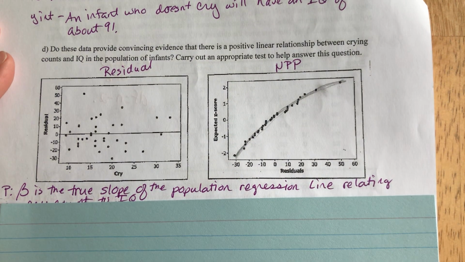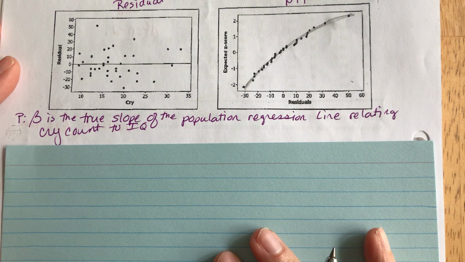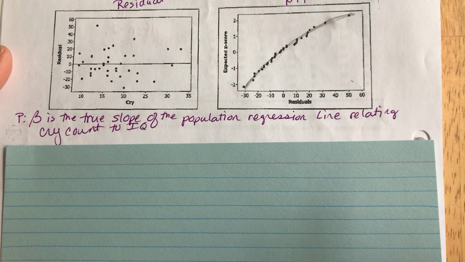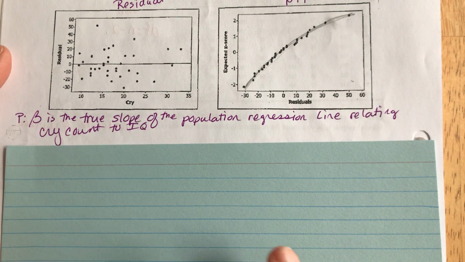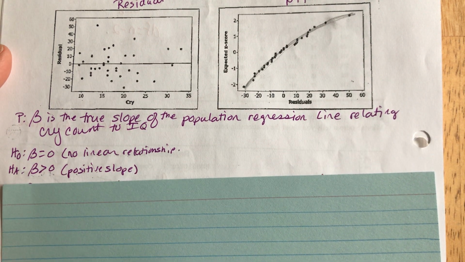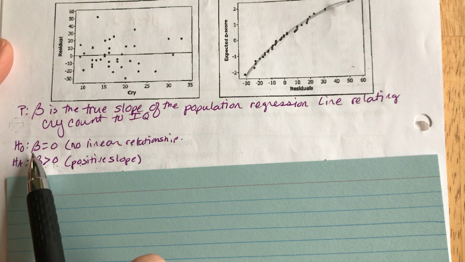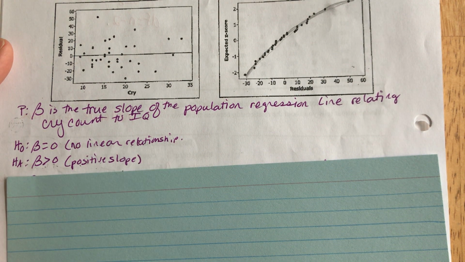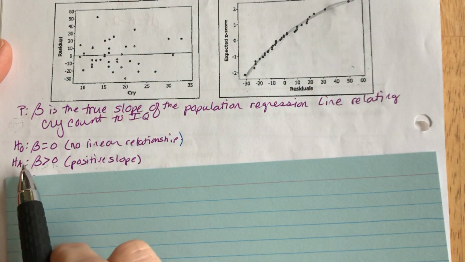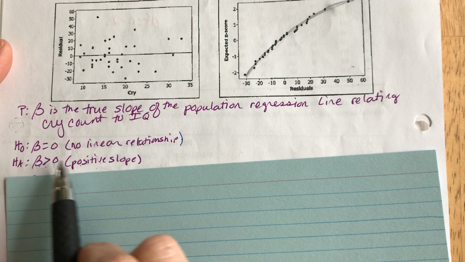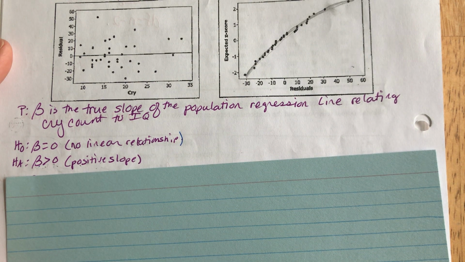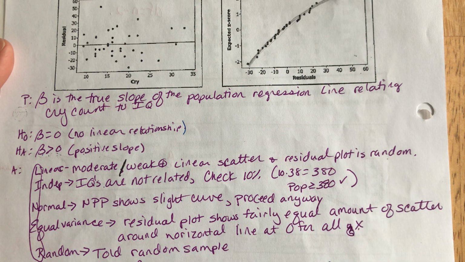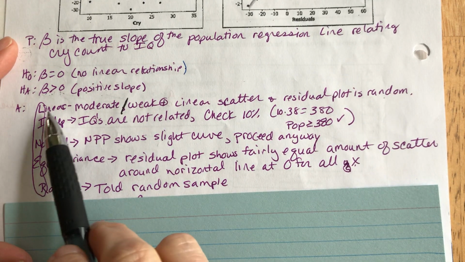And so as we go through, we're still going to talk about the same ideas. P is your parameter. We're going to let beta be the true slope of the population regression line relating cry count to IQ. We're going to say our null hypothesis is that b equals 0, because if your slope is 0, that means there's no linear relationship. And if b is greater than 0, then that means that it's a positive relationship. Okay, positive slope.